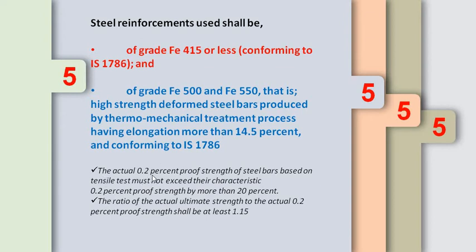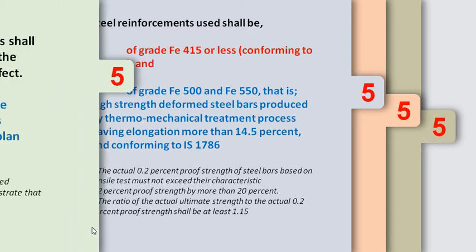Then the actual 0.2% proof strength of steel bar based on tensile test must not exceed their characteristic 0.2% proof strength by more than 20%. Then the ratio of actual ultimate strength to the actual 0.2% proof strength shall be at least 1.15.